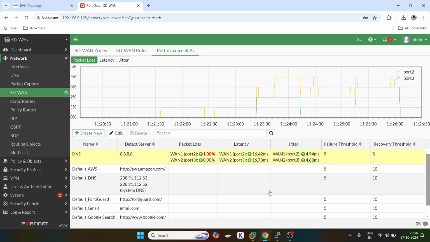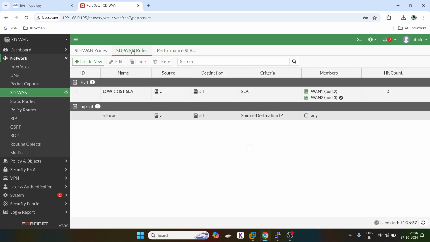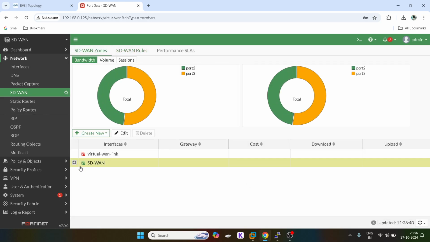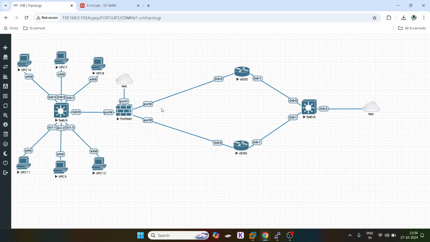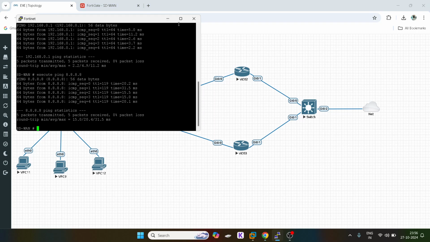Great. Coming back to our point. We have configured the SD-WAN rules. What I will do, I have given low cost to the link port 2, and higher cost to port 3. By default, all the traffic will go via port 2 only. But before that, we will do some configuration.